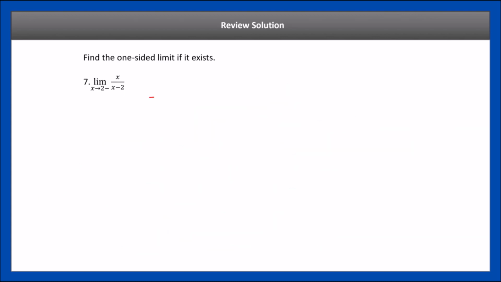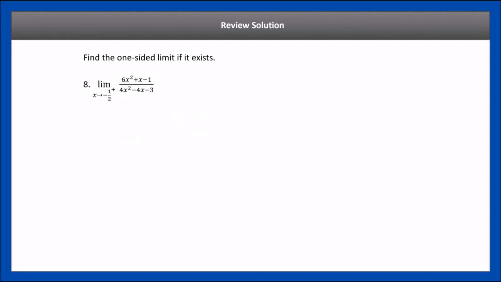All right, so number 7, find the one-sided limit if it exists. If we plug in 2, we know we're going to get 0 in the denominator. So we're going to plug in just to the left of 2. Let's plug in, for example, 1.9 and see what we get. 1.9 over 1.9 minus 2 gives 1.9 over negative 0.1, which is negative 19. But the actual quotient does not matter, just the sign of the quotient. In this case, the sign is negative. So therefore, this is negative infinity. All right, and we're done for that.